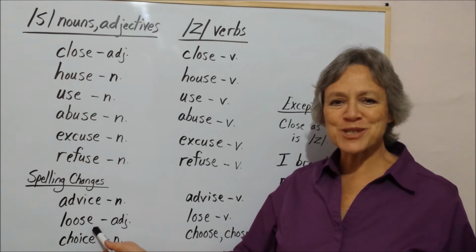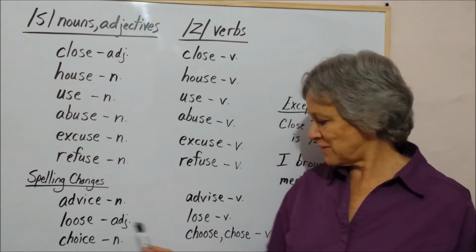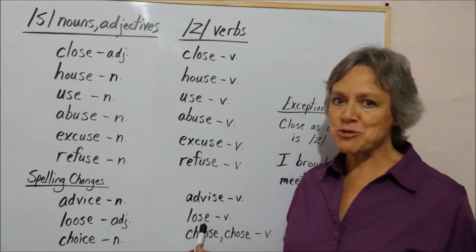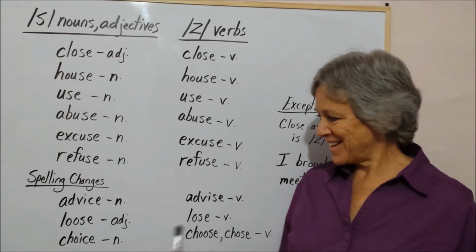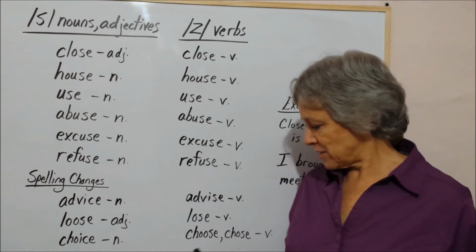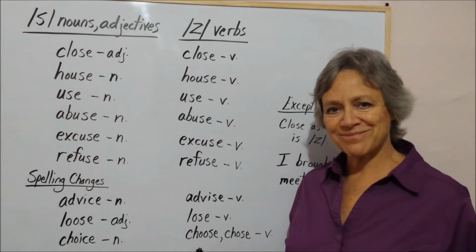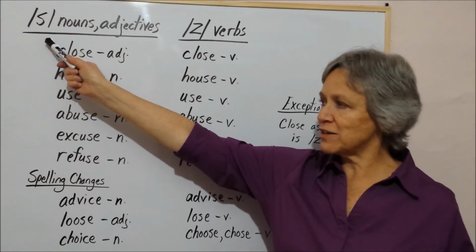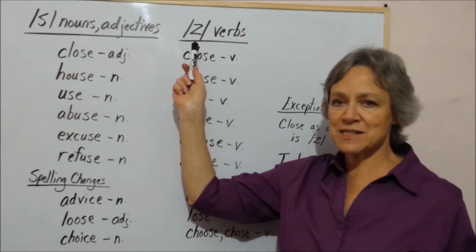Here, this is an adjective, loose. My shoe was loose. It's an adjective. Here is a verb, it's lose. Don't lose your shoes. Here is a noun, this is choice. And as a verb, choose. All right, let me read each pair.